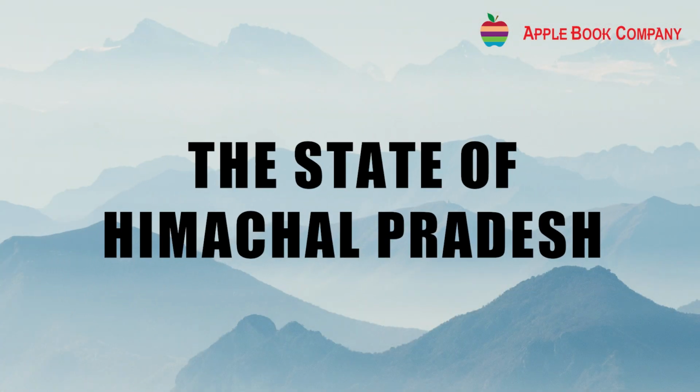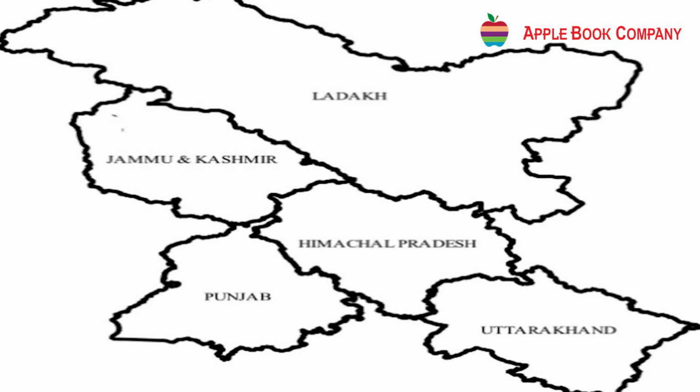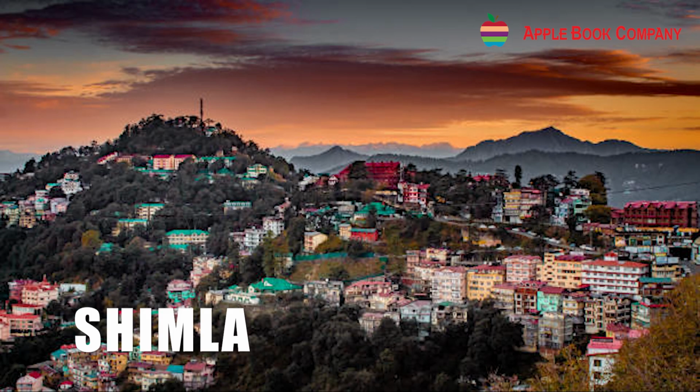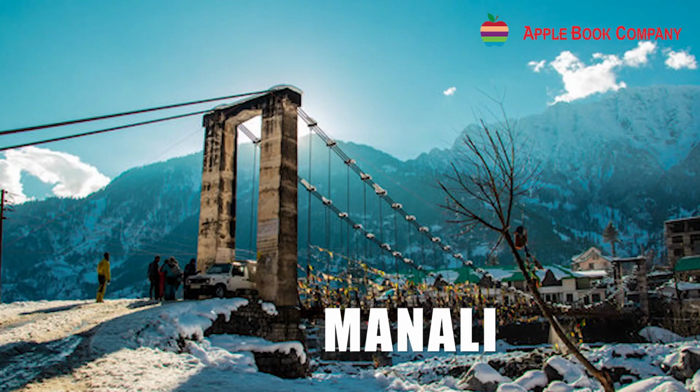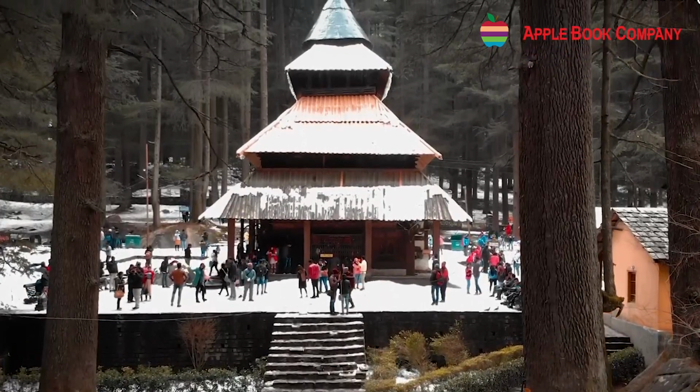The state of Himachal Pradesh. Himachal Pradesh lies to the south of Jammu and Kashmir and Ladakh. It shares its border with the Indian state of Punjab to the west, Haryana to the southwest, Uttarakhand to the southeast, and Tibet to the east. Himachal Pradesh has some hill stations like Shimla, Dalhousie, Kullu, and Manali. These places are very popular with tourists.